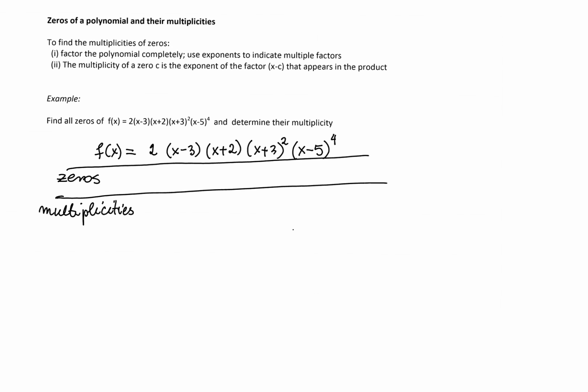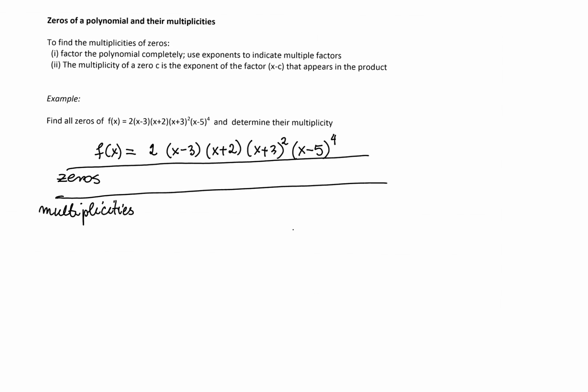So in my example, I have function f of x equal 2 times x minus 3 times x plus 2 times x plus 3 squared times x minus 5 to the fourth. I have multiple factors of the form x minus c, and therefore I will have multiple zeros. I will go factor by factor and find out the zero of that factor and the multiplicity of that zero.